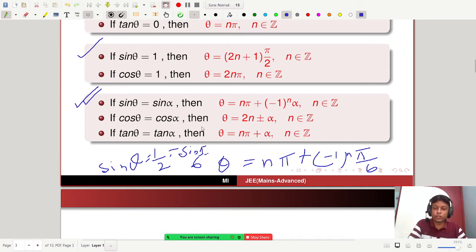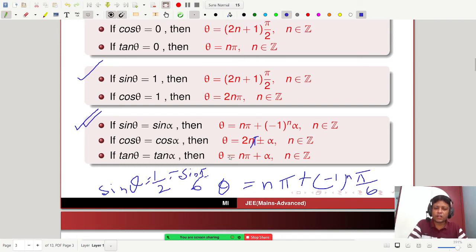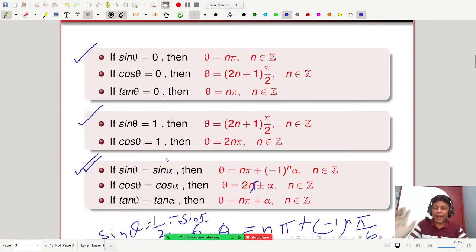And if cos theta is equal to cos alpha, theta equal to 2n pi plus minus alpha. Sorry, there is a typographical error. It is 2n pi plus minus alpha. And if tan theta equal to tan alpha, then theta equal to n pi plus alpha. So these are the very important formulae that we will use in the problems. So that is the basic concept of general solution.